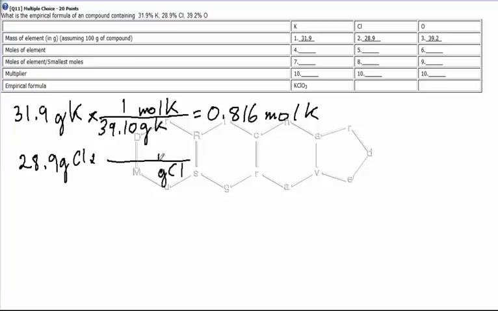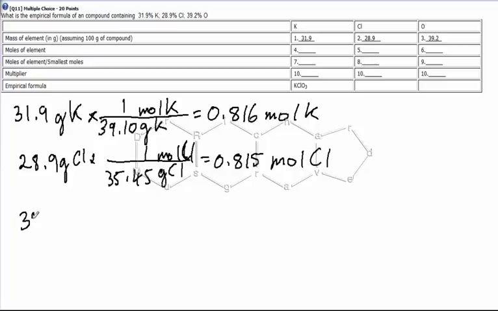Next, we've got the chlorine, and we're starting out with 28.9 grams of chlorine. Grams of chlorine go on the bottom, moles of chlorine go on top. Relationship: 1 mole of chlorine, 35.45 grams of chlorine. It comes out to be 0.815 moles of Cl.